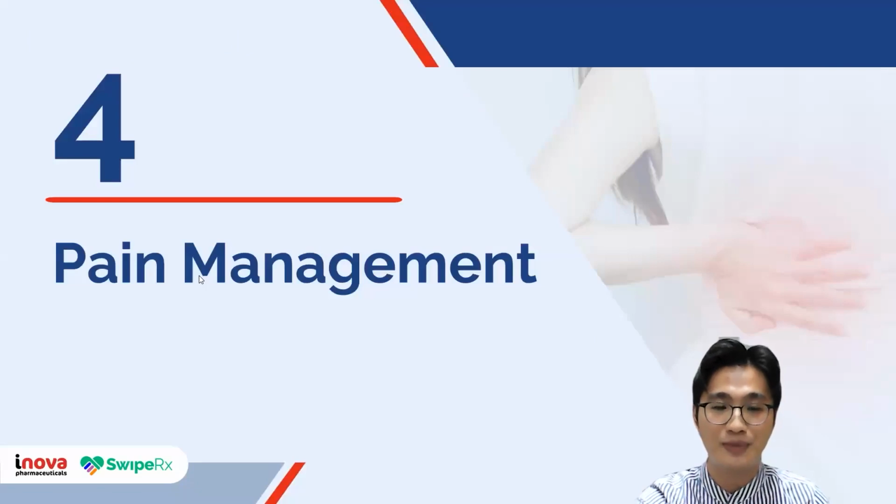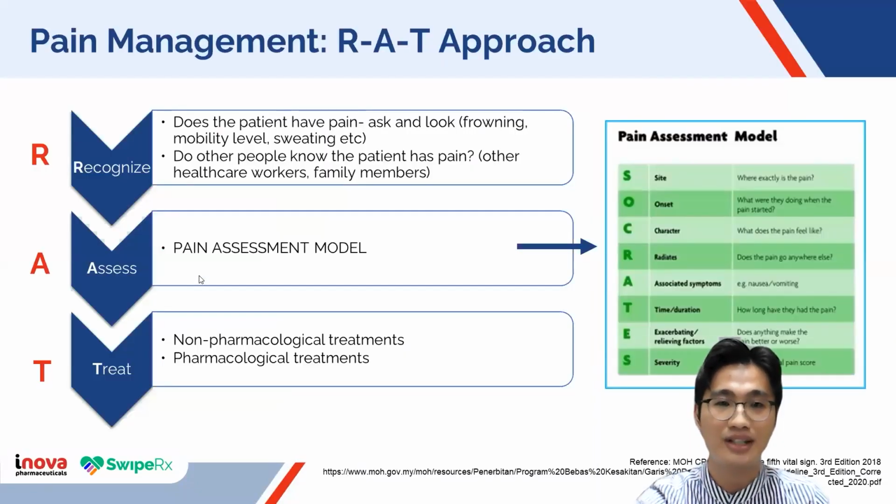In terms of pain management, we can actually manage the patient based on the RAT approach. R means recognize. You can see if the patient is having pain based on the look and what is his or her mobility level. Is he or she sweating at the moment? Does other people know the patient has pain, other healthcare workers, family members? And then we can assess the pain based on the SOCRATES model just now and treat the patient based on non-pharmacological treatment first, then only consider pharmacological treatment.